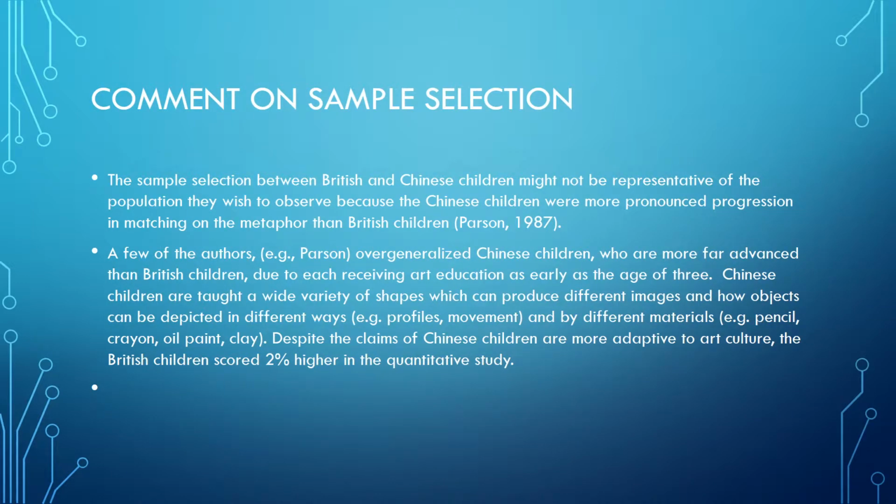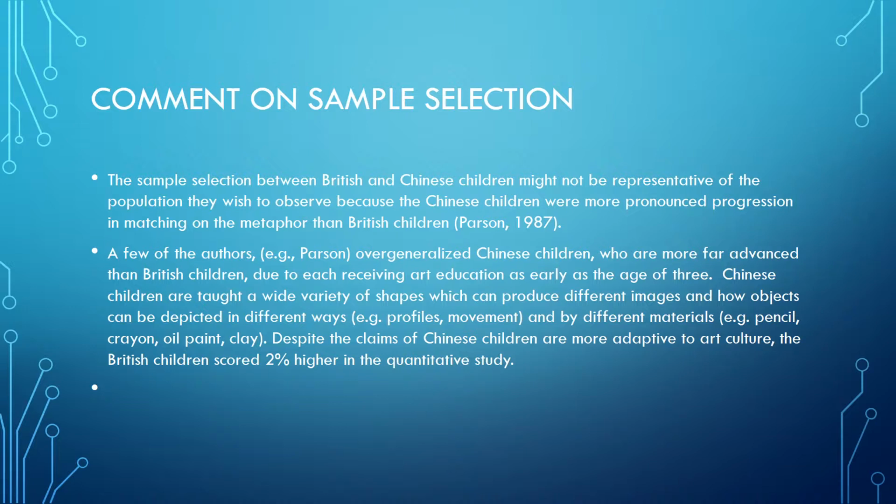My comments on the sample selection. The sample selection between British and Chinese children might not be representative of the population they wish to observe because Chinese children showed more pronounced progression in matching on the metaphor than British children. A few of the authors, for example Parsons, overgeneralize that Chinese children are far more advanced than British children due to receiving art education as early as the age of 3. Chinese children are also taught a wide variety of shapes, which can produce different images, and how objects can be depicted in different ways and by different materials.